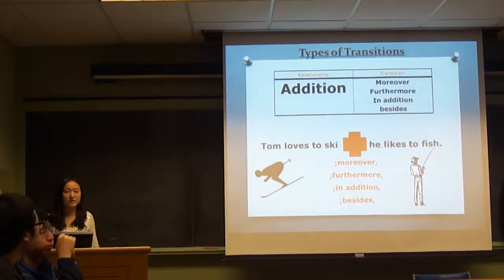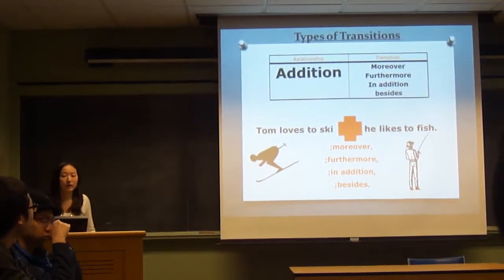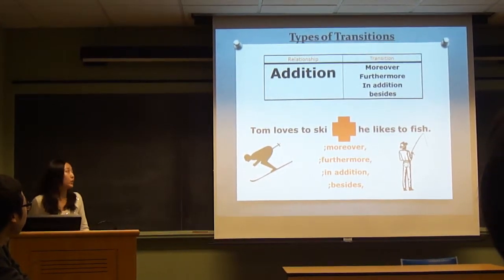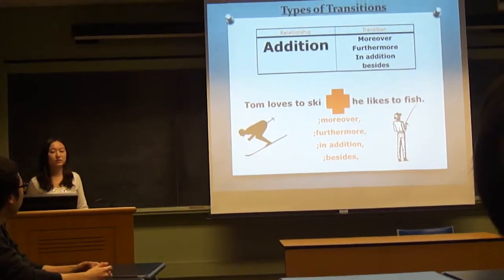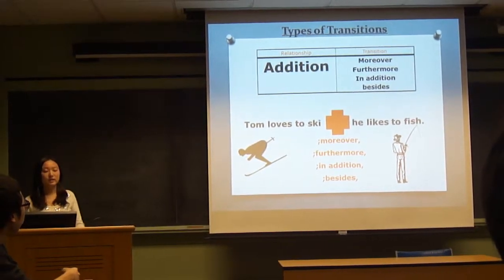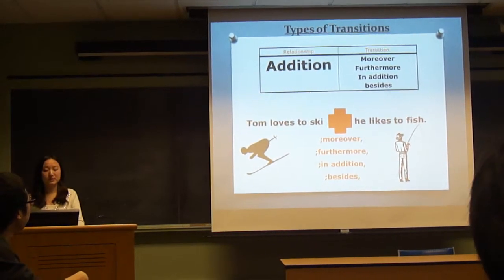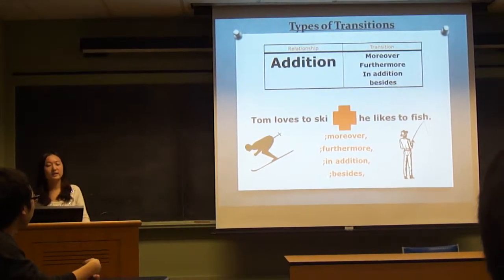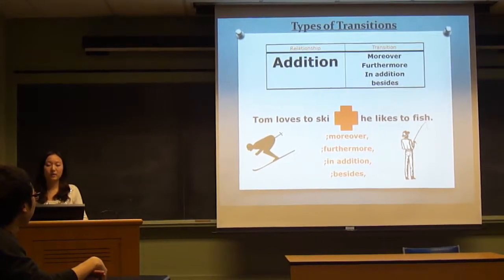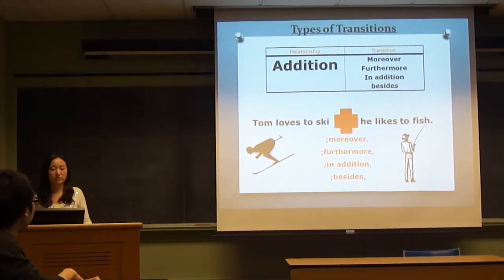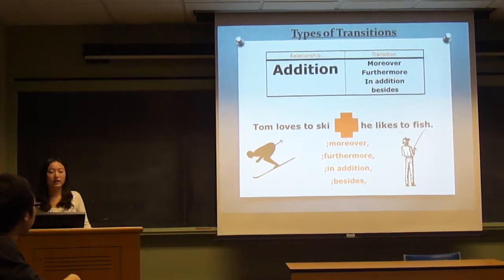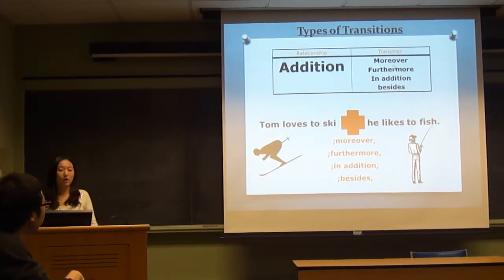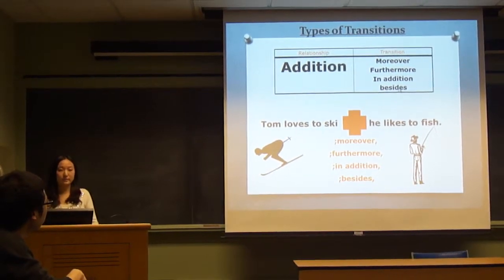Now let's look at some types of transitions. The first type I'd like to introduce is addition. When we use addition, we use it to add more information. Just like this example: Tom loves to ski. Moreover, or furthermore, or in addition, besides, he likes to fish. You can see that here we not only know Tom's interest is skiing, but also fishing. That is what addition is, and we can usually use moreover, furthermore, in addition, and besides.